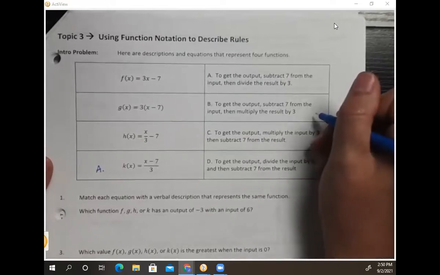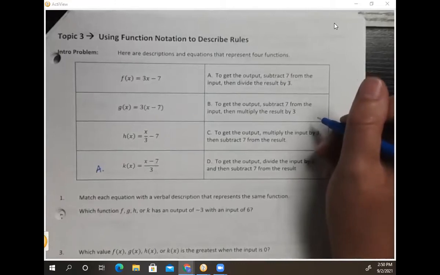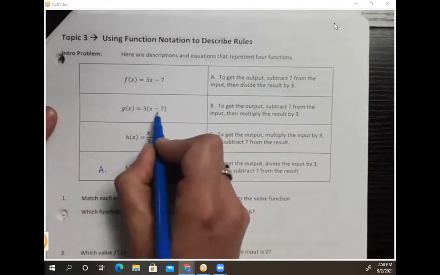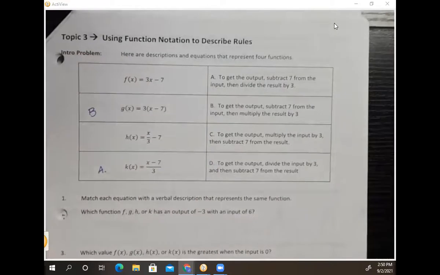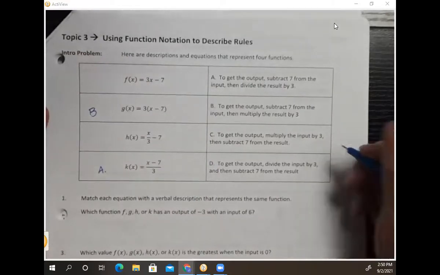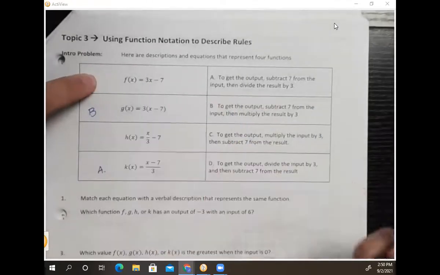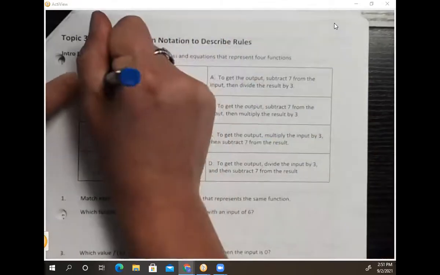B, to get the output, subtract 7 from the input, then multiply the result by 3. The second one, subtract 7 from the input, then multiply by 3. So I want to do this first, then this. So that would be B. G of X is B. How about C? To get the output, multiply the input by 3, then subtract 7 from the result. So multiply by 3 first, then subtract 7.